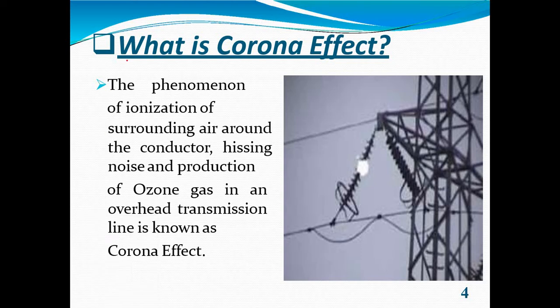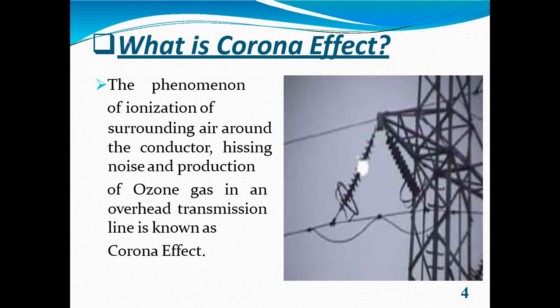When an alternating potential difference is applied across two conductors whose spacing is large as compared to their diameter, there is no apparent change in the condition of the atmospheric air surrounding the wire if the applied voltage is low. However, when the applied voltage exceeds a certain value called the critical disruptive voltage, the conductors are surrounded by a faint violet glow called corona.